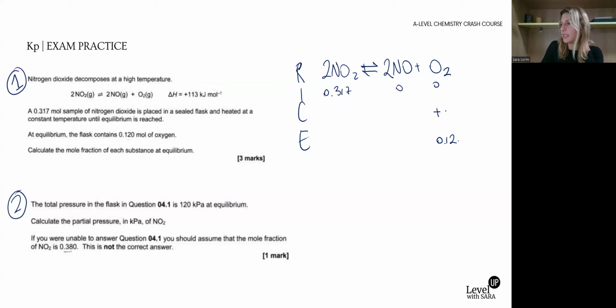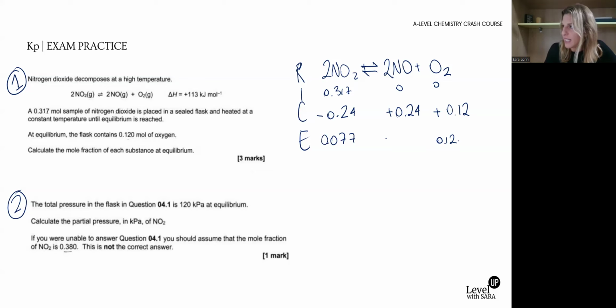Well, it's going to be plus 0.12 moles of oxygen. So the other chains, remember, they follow the ratio, so it's going to be double that, minus 0.24, because remember that reactants decrease by that amount, product increase by that amount. So the equilibrium moles will be the difference between this, so 0.077, and then 0.24 here.